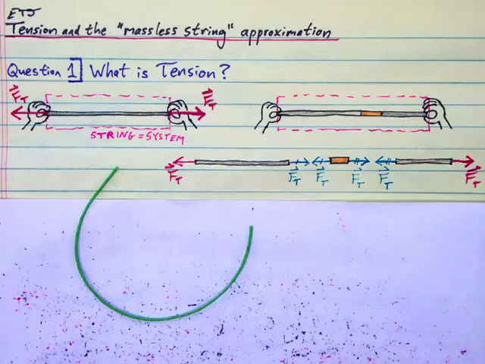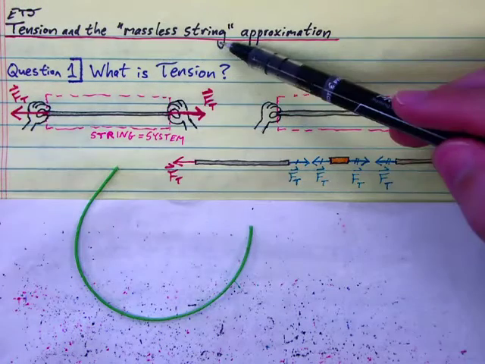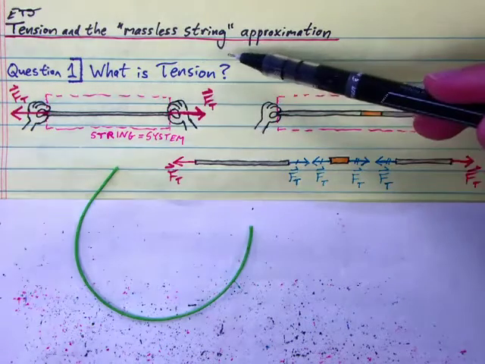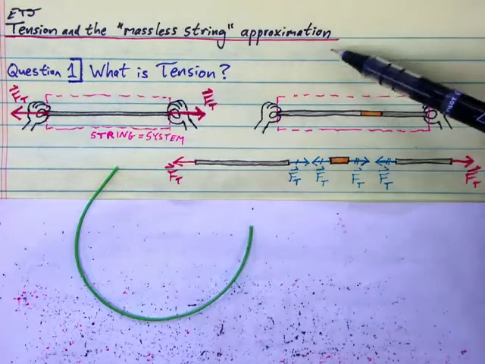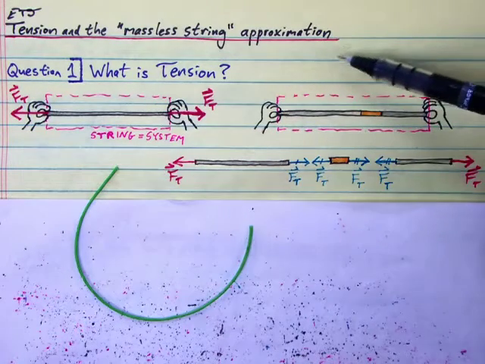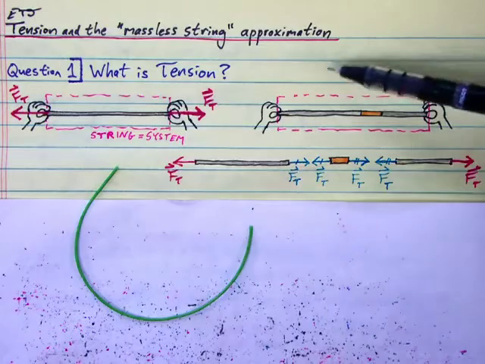In physics problems, we often encounter astonishing massless strings, which of course don't exist. Nevertheless, the massless string approximation is often very useful to us, and we should try to understand it. So I'm going to organize this discussion around 4 questions.